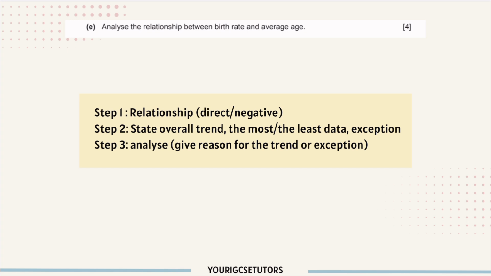Step 3, you need to analyze, which is give a reason for the trend or exception. So usually for analyze, you can just give 1 point, but if the question is slightly higher marks, like 5 marks, then maybe you can give 2 reasons, 1 for the trend and 1 for the exception. If you need further explanation of how to do this question, you can refer to my previous video where there are real data that you can refer to.